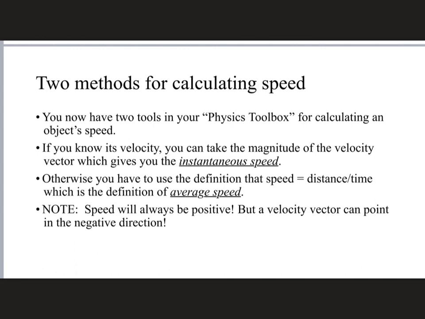But let's just note one thing. Speed will always be positive, because a velocity vector can point in the negative direction, but the magnitude of that velocity is always going to be positive. And speed is either a distance, which is always going to be just a positive number, since it doesn't make sense to have a negative distance, or it's going to be the magnitude of the velocity vector, which is always positive. So our speed is always going to be positive. And again, our minus signs always tell us directions when we deal with vectors.